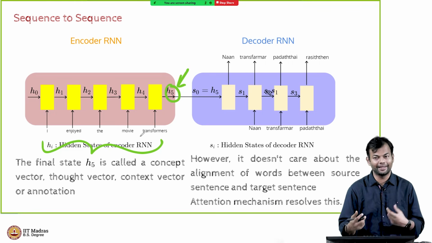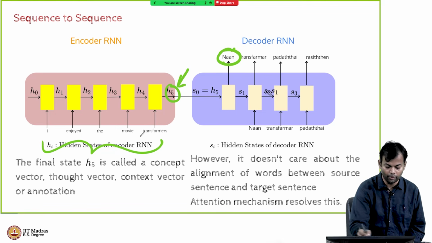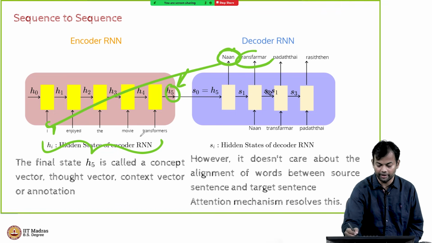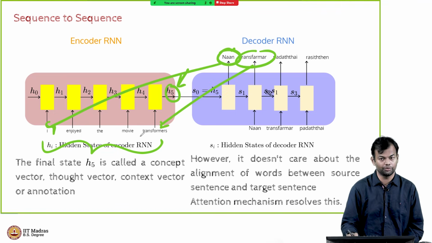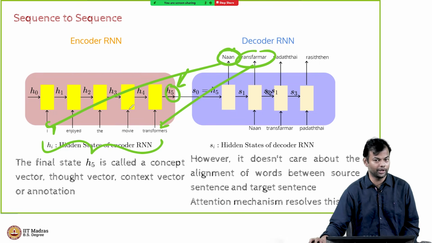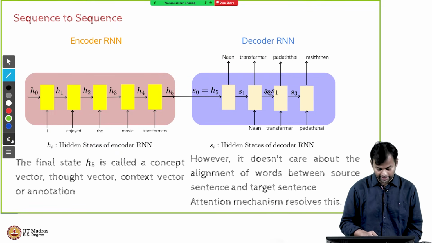There's no notion of alignment, right? So there's no notion that when I'm producing "I", I should actually focus more on "I". When I am producing "transformer", I should actually pay more attention to "transformer", and so on, right? So that notion is not there, and you know where that notion comes from, or what kind of models have that: the attention-based models, right?